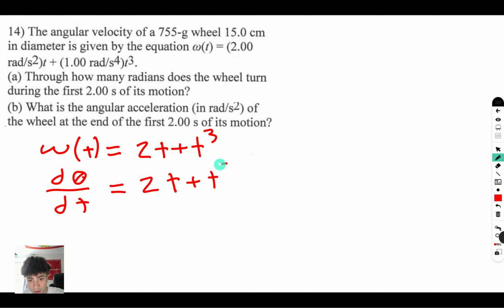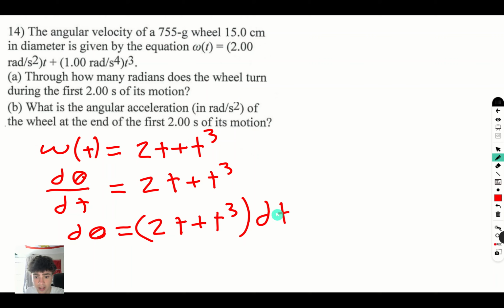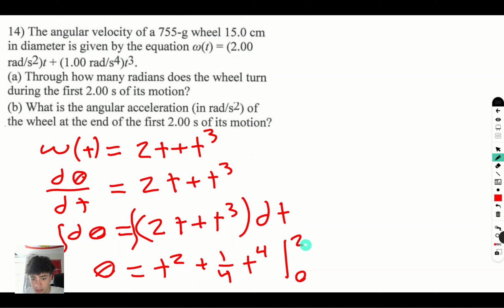Our next step is going to be to multiply both sides by dt to separate the variables. And we get d theta is equal to 2t plus t cubed times dt. And our next step is to integrate both sides. The integral of d theta is just going to be theta, and the integral of 2t is t squared, and the integral of t cubed is going to be 1/4 t to the 4. And this is a definite integral going from t is 0 to t is 2.